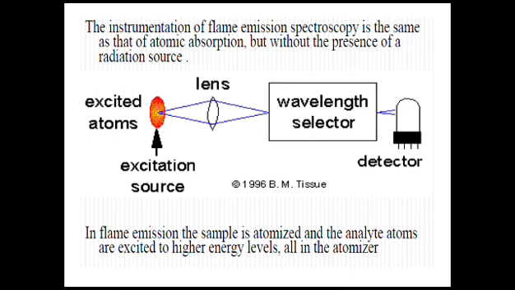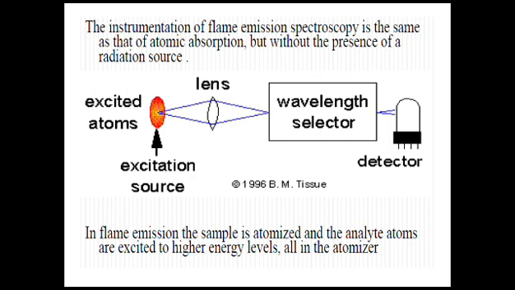Now the instrumentation used for flame emission spectroscopy. It is also called a flame photometer. It is the same as atomic absorption but without the presence of a radiation source. So this is the instrumentation. There is an excitation source, then a wavelength selector and a detector.